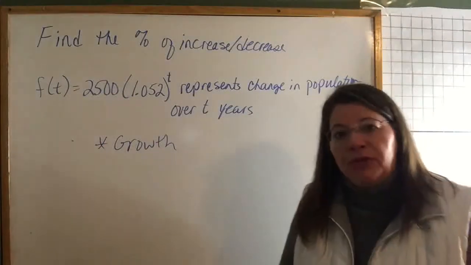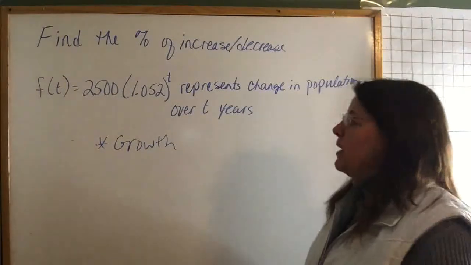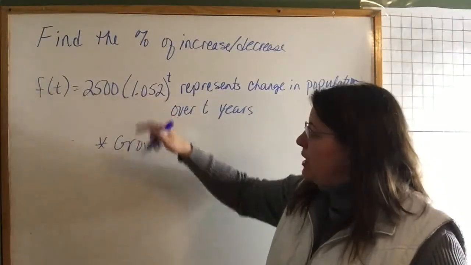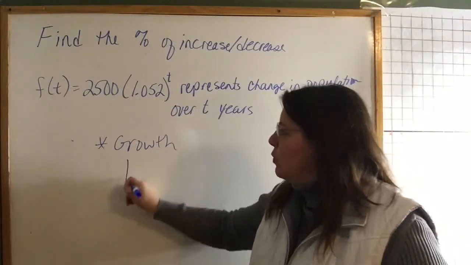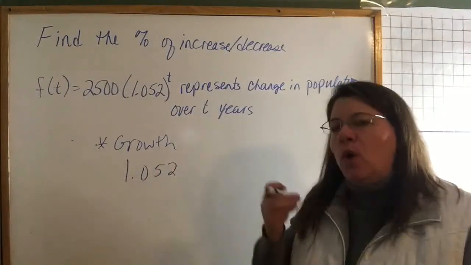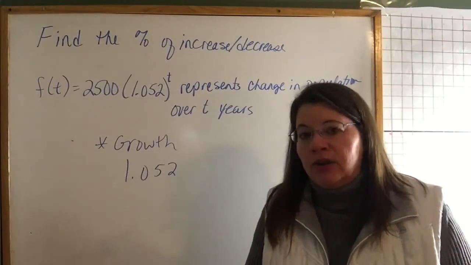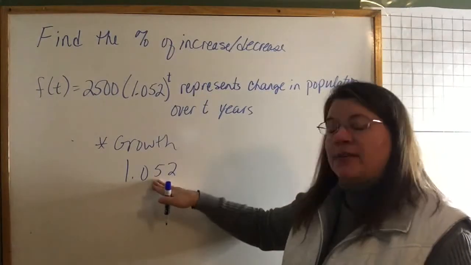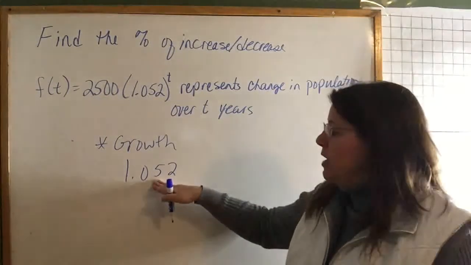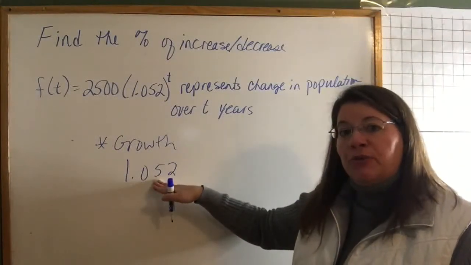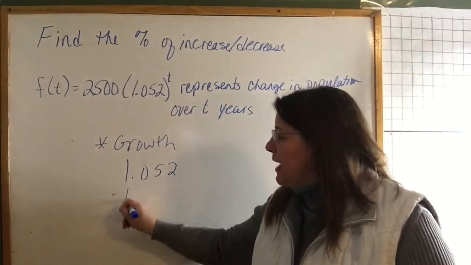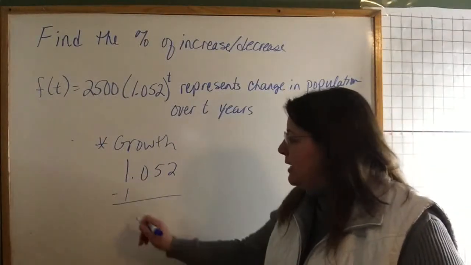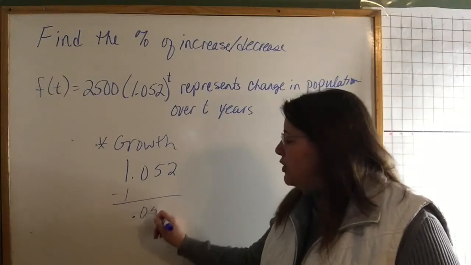To figure out the percentage of growth, if it's a growth problem, we're going to take the B value, 1.052. 100% of the original amount as a decimal would be 1. So what we need to think of this as is a percentage, okay? So if 1 is 100%, I'm going to get rid of that 100% and see what I've got left over. 1.052 minus 1 gives me the 0.052.